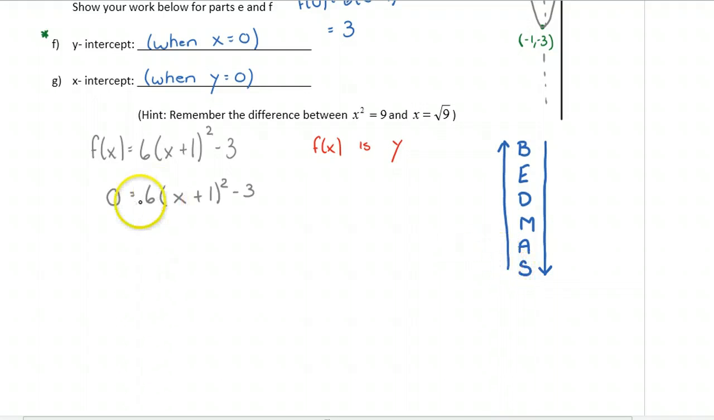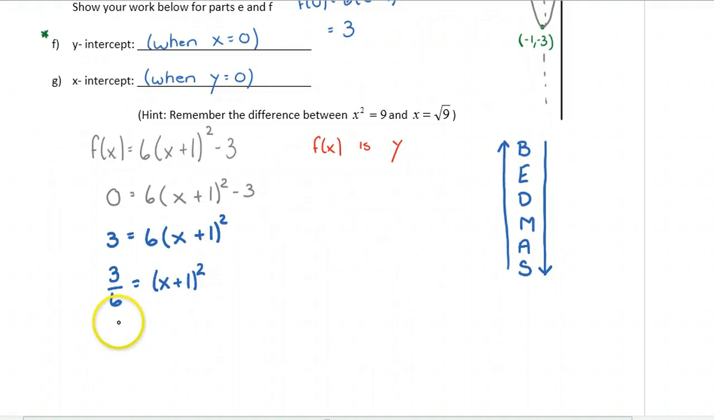So the first thing I'm going to do is look at this and say, is there any subtraction? And in fact, I see subtraction right there. So the first thing I do is I bring the 3 over. More appropriately, I say I add 3 to both sides. I look, is there any addition? And there is addition, but it's inside the brackets, so I can't do anything with it yet. So then I say, is there any multiplication? And there's a 6, so I'm going to divide both sides by 6. So I'm going to have 3 over 6 equals x plus 1 squared. And that reduces to 1/2 equals x plus 1 squared.